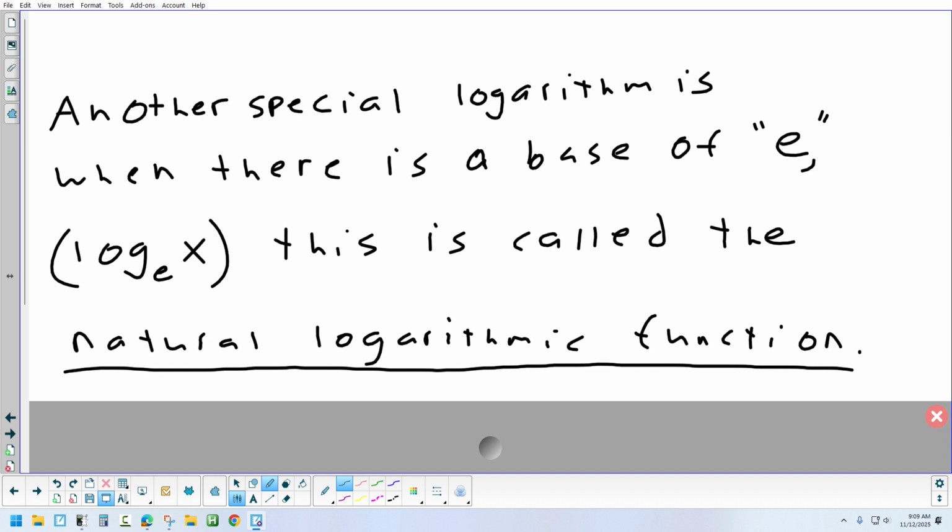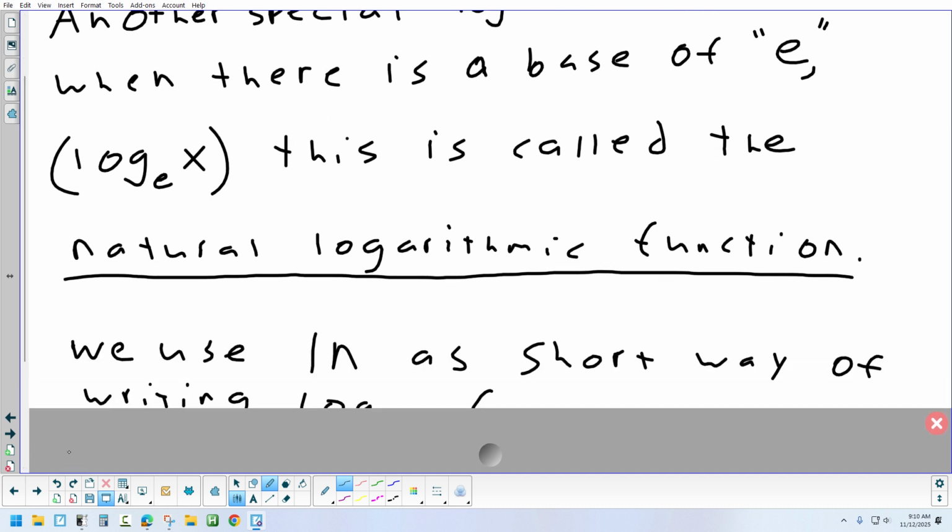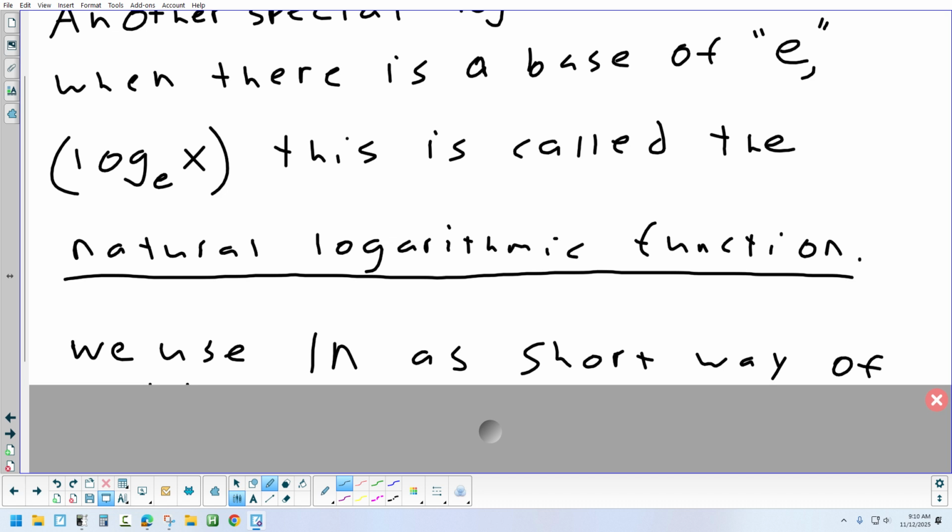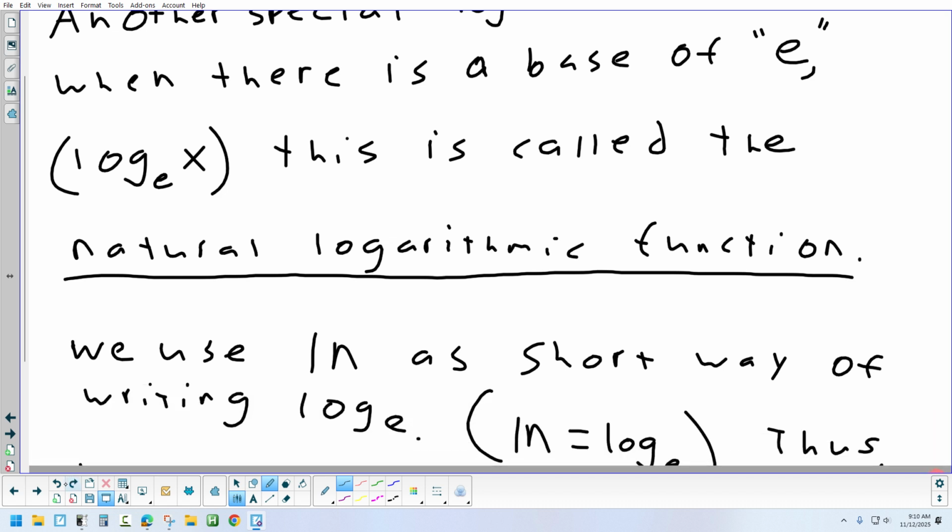And because we like to come up with abbreviations for things, they generally don't do log base e. They use a notation for that. And the notation is lowercase l, lowercase n. Ln. So this means exactly the same thing as that.